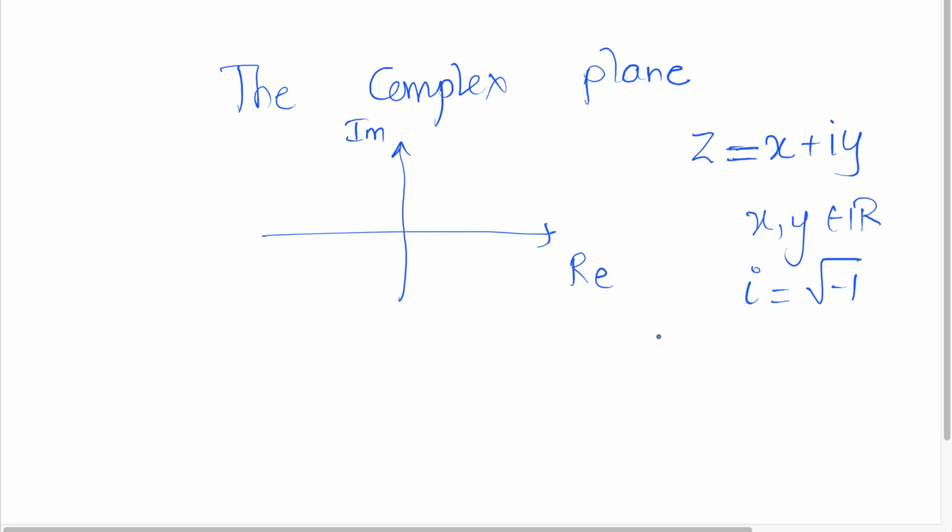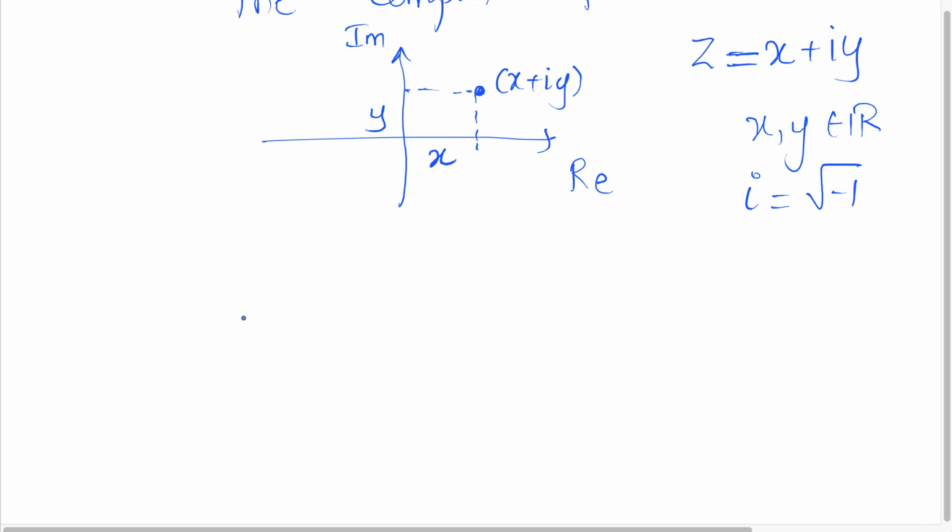On the complex plane, this can be represented as a number which has x units on the real axis and y units on the imaginary axis, and that's what the number x plus iy looks like. So let's take some examples and understand them and know more details about the representation. So the number is z equal to 3 plus 4i.